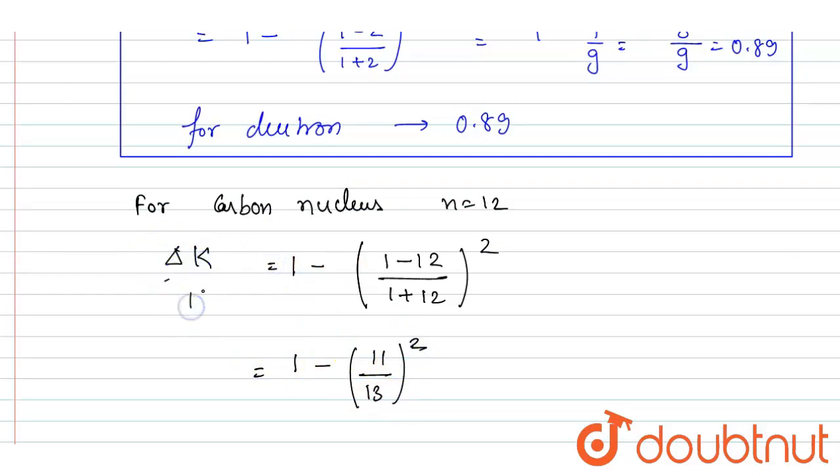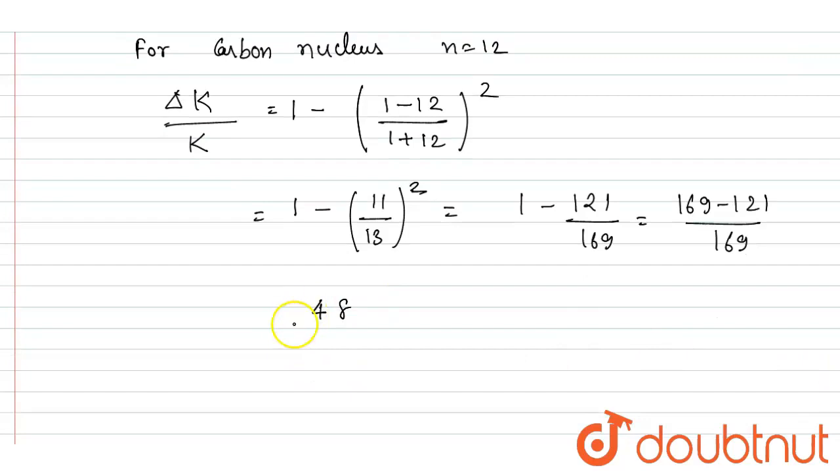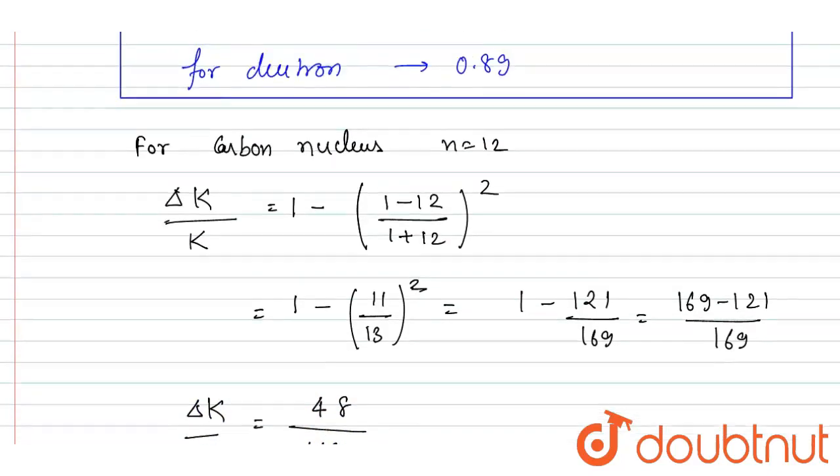We are calculating the fractional loss, right? So it will be 1 minus 121 by 169. So it will be 169 minus 11 square, that is 121, by 169. So 169 minus 121, it will be 48, over 169. So this will be the fractional loss in case of the carbon nucleus.